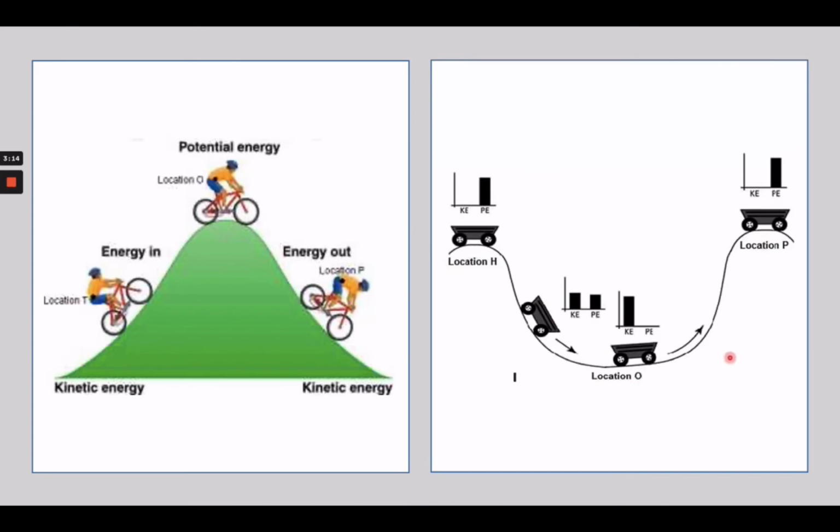Now, as it goes up, it gains back its potential energy because again, it's position relative. So the cart goes up, it will obtain its potential energy because of the position of the cart. And since it's going uphill, the speed is slowing down, therefore its kinetic energy is now decreasing until it reaches the top. As it reaches the top, the cart stops.